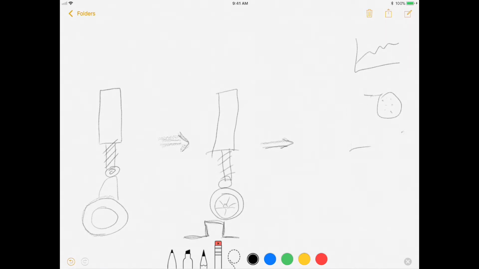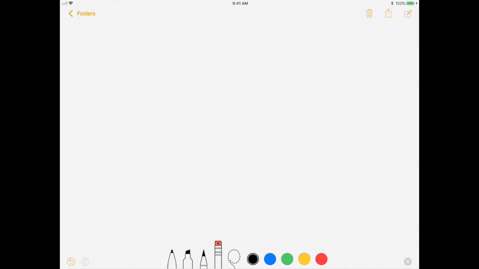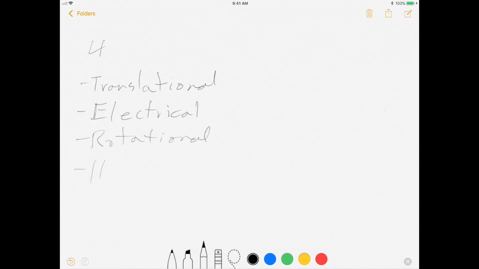So, in this video, we will be talking about a single sort of component. There are four different kinds of components. The first component is translational, the second component is electrical, the third component is rotational, and the fourth component is hydraulic. For the first example, translational, you could take a car suspension to be an example. An electrical component may be an RC circuit, a resistor-capacitor circuit, maybe even a light bulb circuit. For rotational, you can think of a turbine.